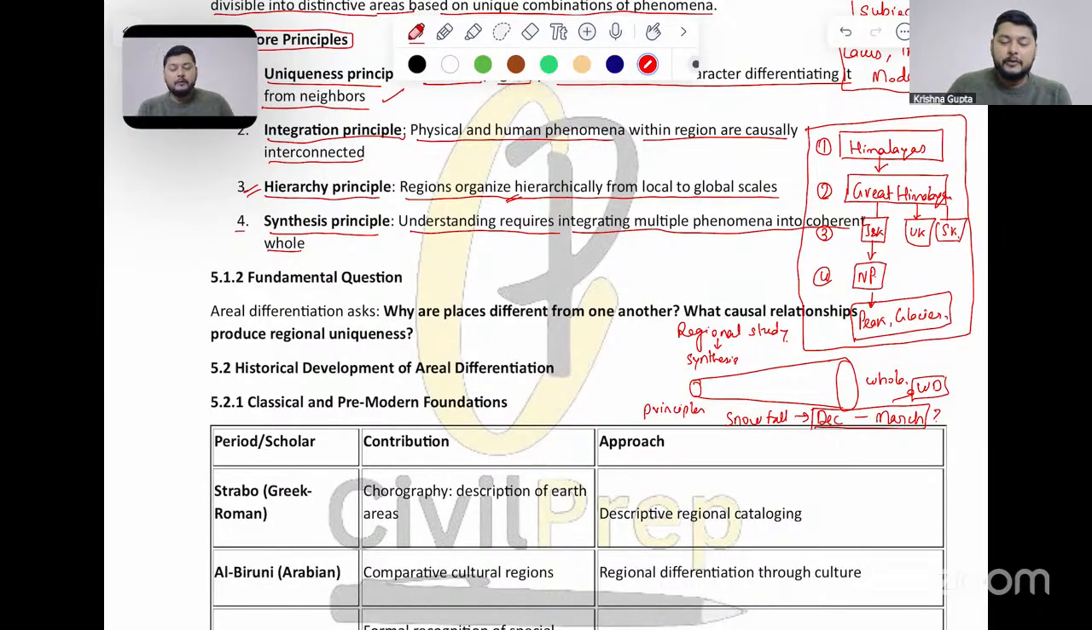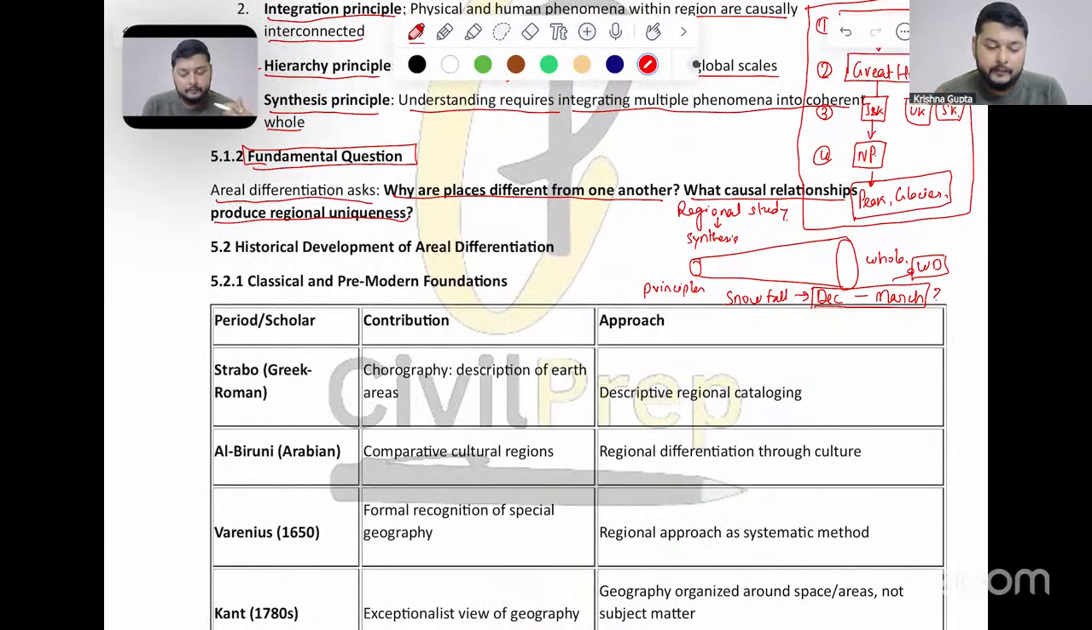Now, here certain fundamental questions came up. Areal differentiation used to ask, why are places different from one another? What is unique from place one to place two? What causal relationships produce regional uniqueness? Why is there regional uniqueness in this particular region? These were questions asked by areal differentiation, and they were answered by various geographers. Now we need a complete set of geographers from the ancient period up to the modern period, because the areal differentiation concept is still applicable in the contemporary time of environmentalism, where it uses both approaches, the areal differentiation or regional approach and the systematic approach, to study the various phenomena taking place over the earth.